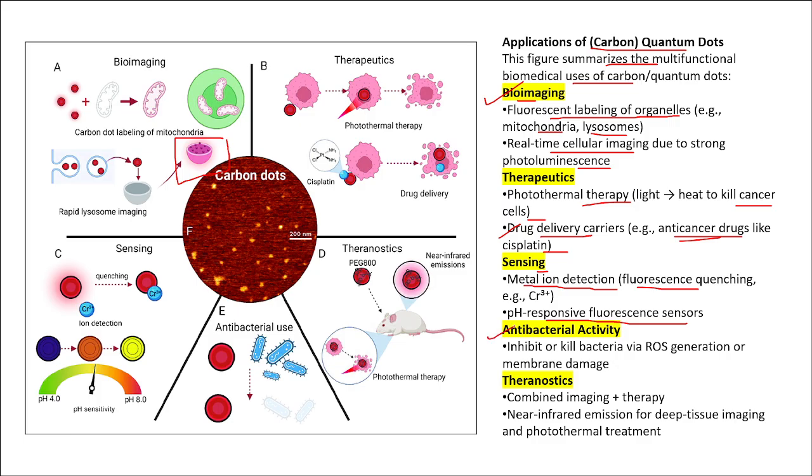Another one is antibacterial activity. It can inhibit or kill bacteria via ROS generation. ROS means reactive oxygen species, or membrane damage. The other one is combined theranostics. Theranostics means it is performing the role of a therapeutic as well as imaging, that is, for diagnostic purposes. That is why therapy plus diagnostic, which means theranostics.